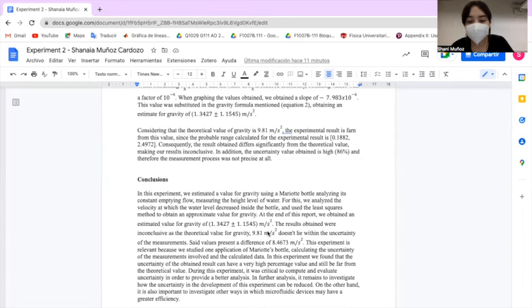Consequently, the result obtained differs significantly from the theoretical value, making our results inconclusive. In addition, the uncertainty value obtained is high, as it is of 86%, and therefore the measurement process was not precise at all.